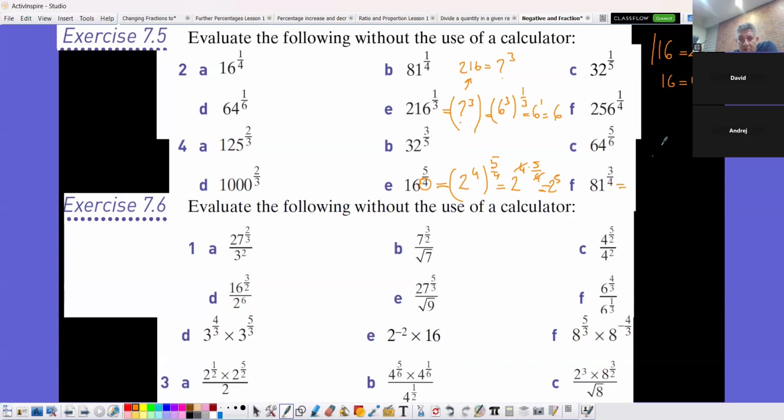And this is 81. I know that it's equal to 3 to the power of 4 only. We don't have an alternate operation. And I see that this is also 4. So this is equal to 3 to the power of 4 to the power of 3 over 4, which is equal to 3 to the power of 4 times 3 over 4. Then if you simplify the 4s, it's going to be equal to 3 to the power of 3. That's going to be equal to 27.